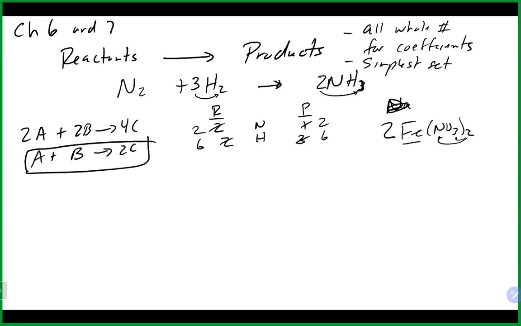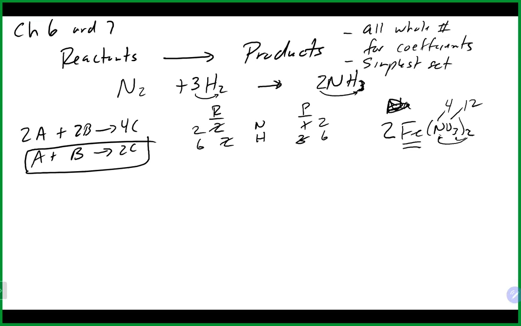So that would be 2 irons, right? That would be 2 times 2. 2 times 1 is 2 nitrogens, times 2 is 4 nitrogens. 2 times 3 is 6 hydrogens, 6 oxygens. 6 times 2 is 12 oxygens there. So it's important when you're counting up everything to make sure that you count correctly.